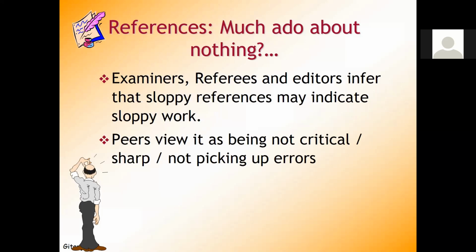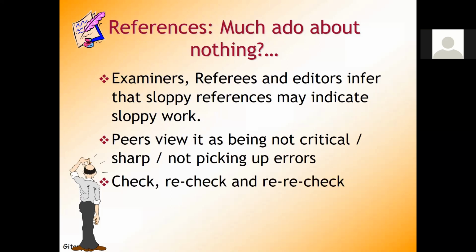Peers view it as being not critical or sharp. If your referencing is bad, peers will think this person can't even write a reference properly. That is how it is. So check, recheck, and re-recheck. I can spot a badly written reference 100 miles away. And one of the problems with this is that it can be easily checked.